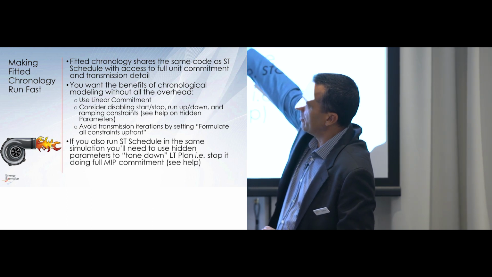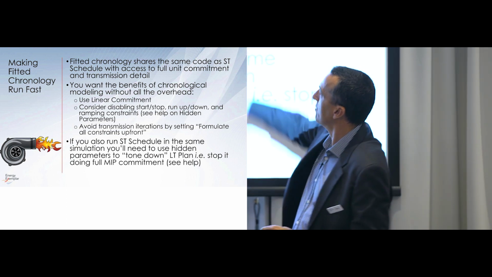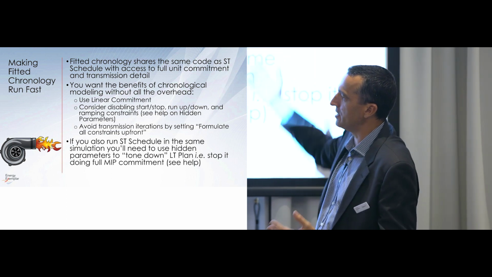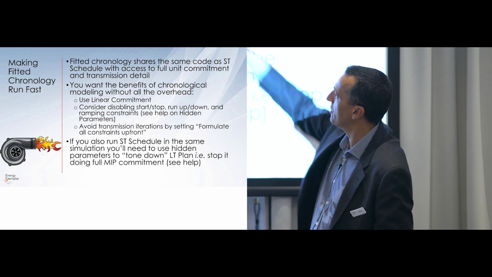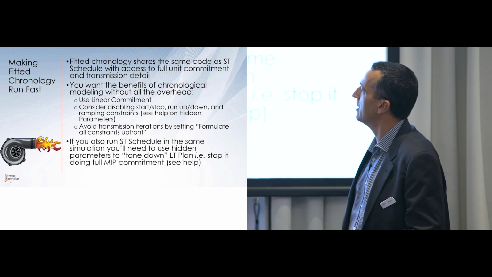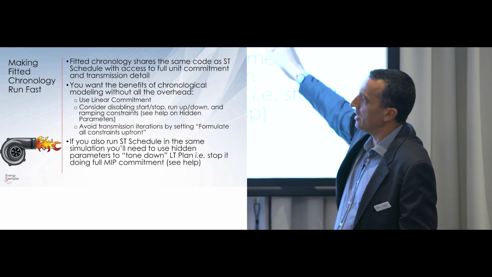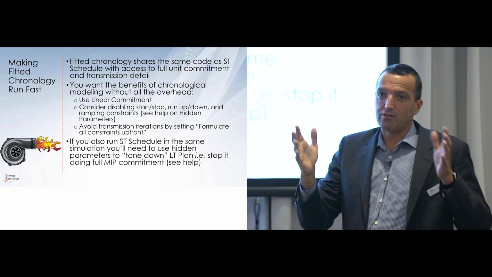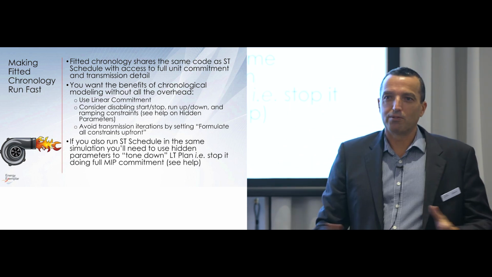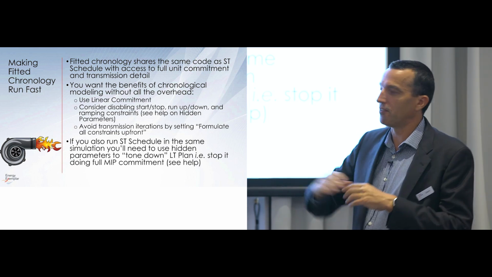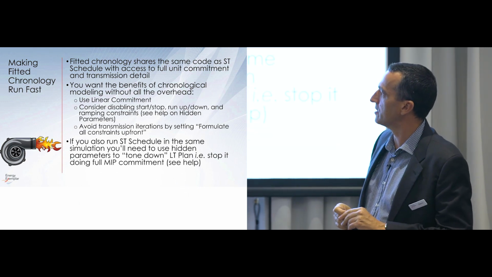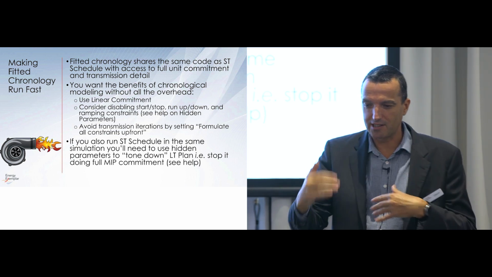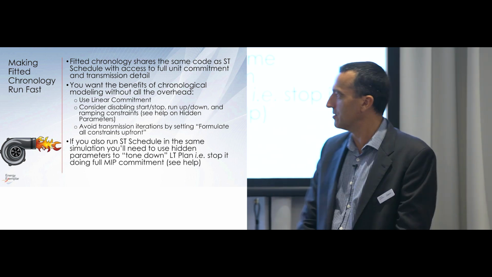There's some help on the so-called hidden parameters where you can turn off some of the stuff in LT when you go to a full chronology to pull back the size of the model. You might want to use just linear commitment instead of integer. And also this option here, if you've got a big model that's at the limit of what the solver can deal with, you don't want to be iterating it multiple times just to converge a few transmission limits. So look at the option to formulate all constraints up front, which is in the transmission settings. Ideally, you want to get to one shot that's as light as possible, but still does the job.